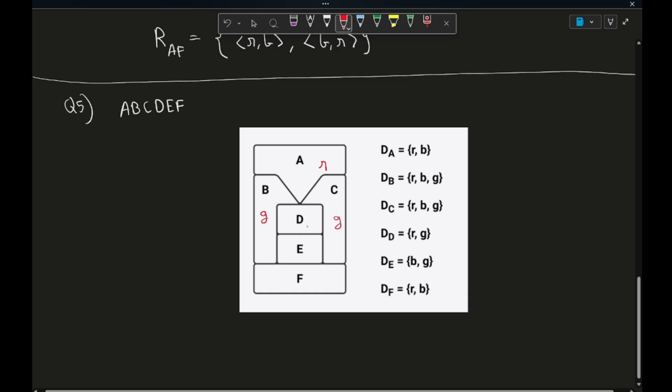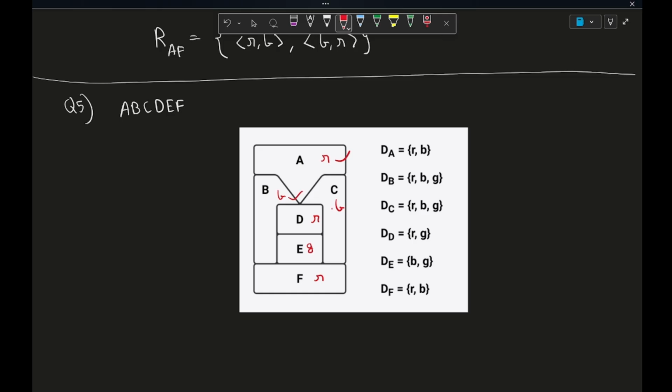One more thing we are missing. The given values should belong to the domain also, no? Oh, right, we haven't checked that. Let's check that too. So does this belong to the domain? Yes, R belongs, G belongs, R belongs. Okay, so this is fine. This does belong to the domain.